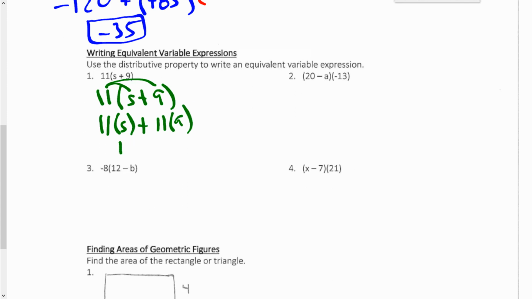11 times s is just 11s. We just write those next to each other. 11 times 9 is 99. And that's an equivalent expression. That's equivalent to our original expression.